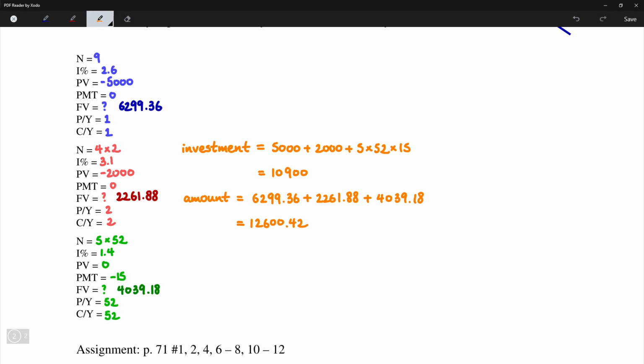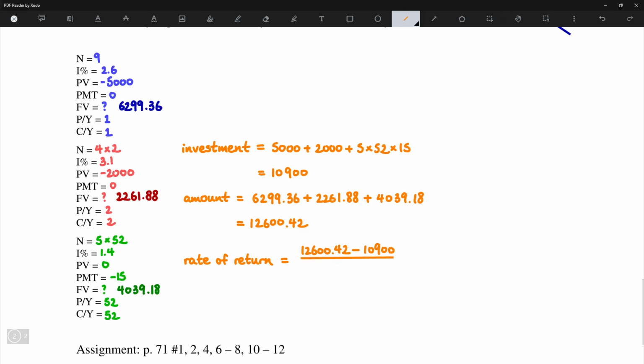Okay, so in order to find the rate of return, just like in one of the previous questions, that's going to be 12,600, so the total value of the portfolio, minus 10,900, which is the amount that was invested in the first place, and we'll divide this by 10,900, the investment total, and after that we're going to multiply by 100%, since we tend to report rate of return as a percentage, and we'll get 15.6%, rounded to the nearest tenth.